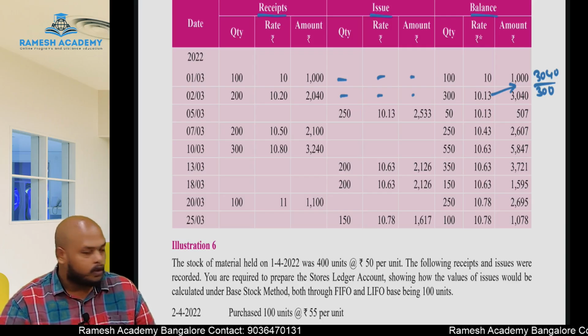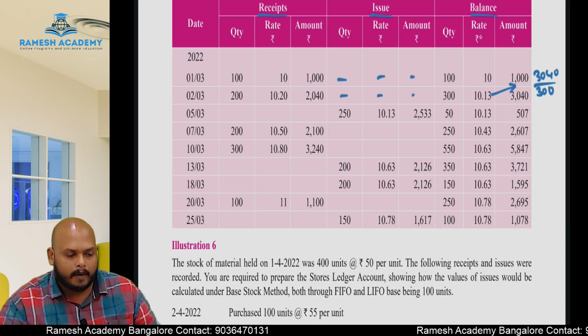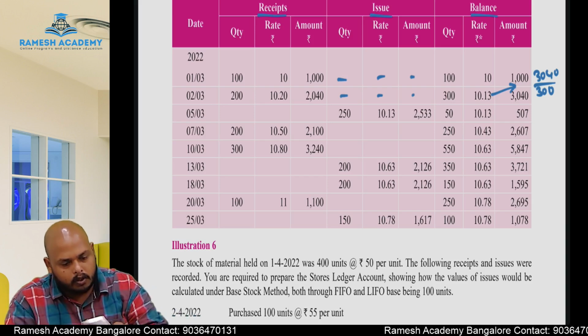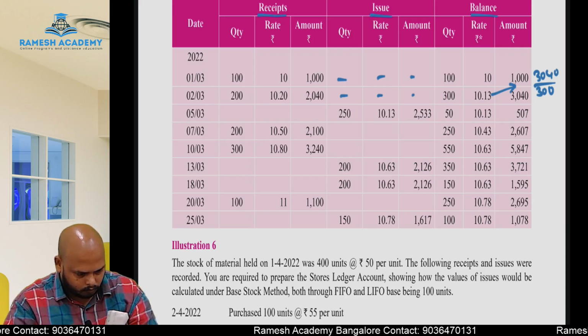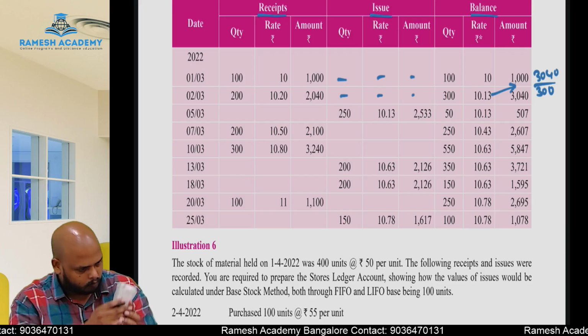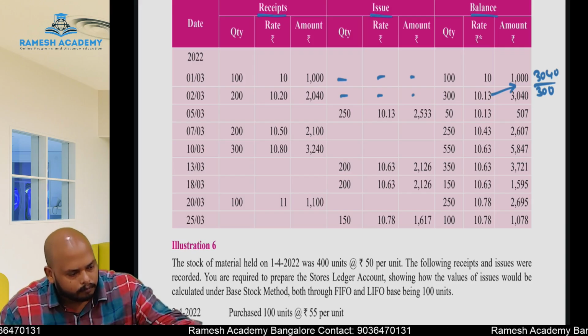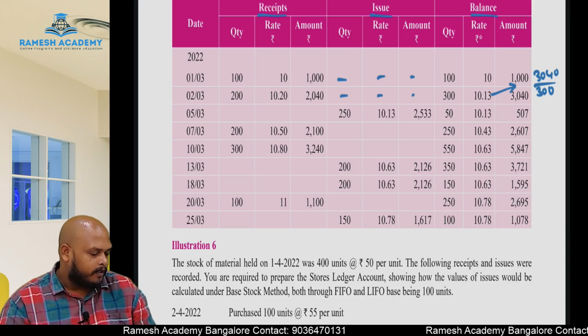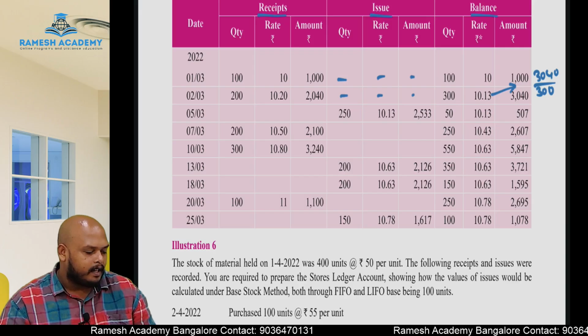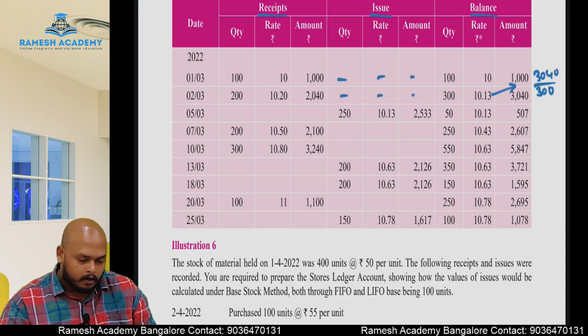250 units to job X. They issued 250 units to job X. With material requisition number how much? 12. So issued 250 units.